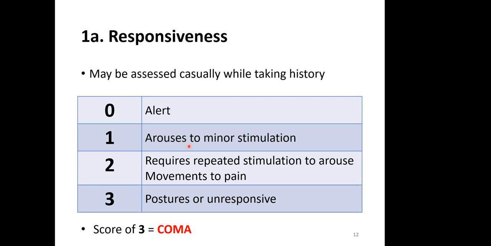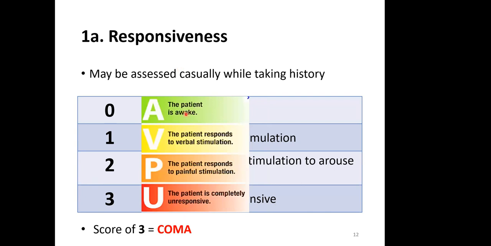You score one if the patient is aroused by minor stimulation, like you need to call the patient, hello. Then number two is you need to give repeated stimulation or a pain stimulus. And number three, the patient only has some posturing or is unresponsive. If you score a three, it means the patient is comatose. By knowing this, we can simplify it. For us in emergency, we are more familiar with AVPU, so we can use 0, 1, 2, 3 like AVPU. A, the patient is awake. V, responds to verbal stimuli. Two, the patient responds to painful stimulation. And three, the patient is unresponsive.